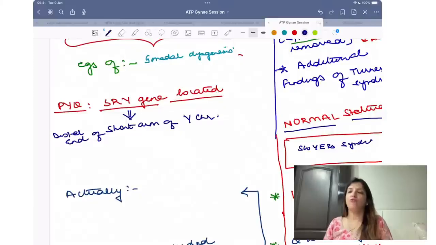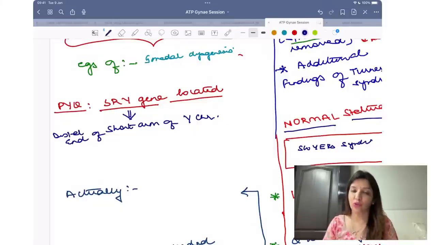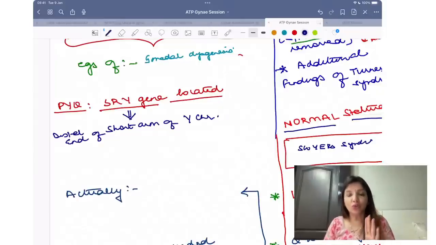Distal end of short arm of Y chromosome. ठीक है? So I am quickly recapping this for you. Patient comes to you with primary amenorrhea, uterus present. Uterus present है, think of only 4 things: Cryptomenorrhea, Kallmann syndrome, Turner syndrome, Swyer syndrome, right?